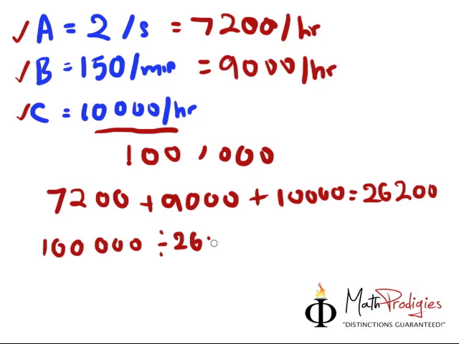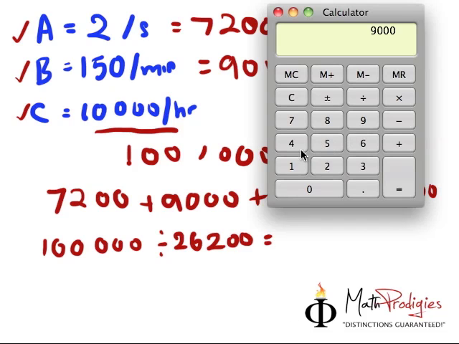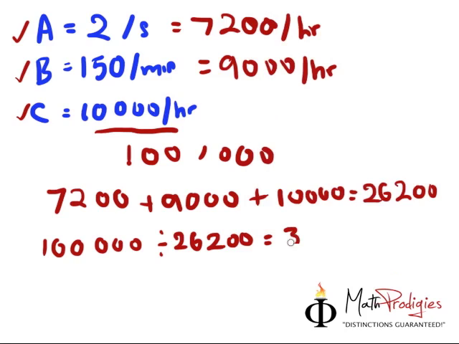This will give you the number of hours. 100,000 divided by 26,200, and the answer is 3.81679. This is in hour format, so let's change it to something a bit easier, which is minutes.